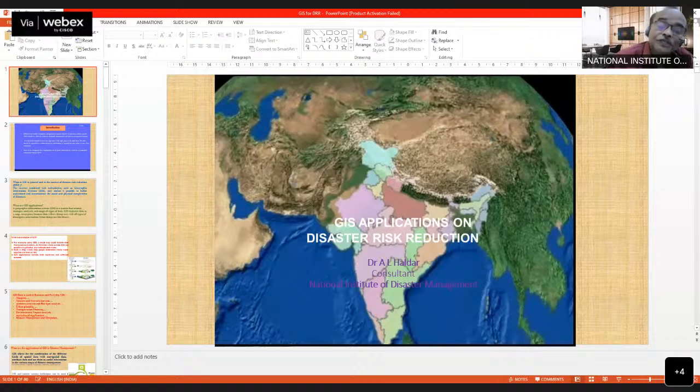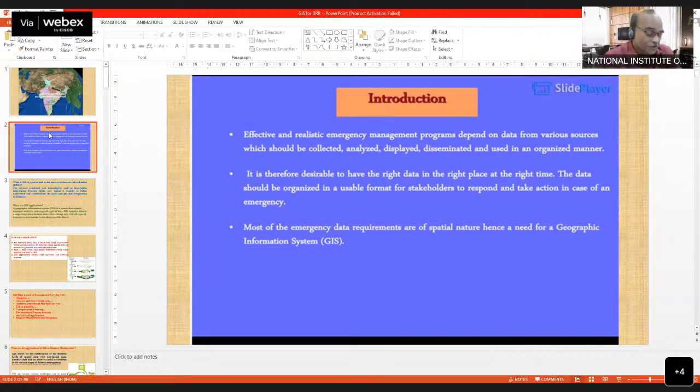Now, all those things related to disaster will be done through the GIS, Geographic Information System. I'll try to brief on that. For each and every disaster, to make a realistic emergency management program and to manage it effectively, it requires data. Either it may be collected, or it has to be displayed, or it has to be disseminated from different sources. So without data, it is very difficult to manage.